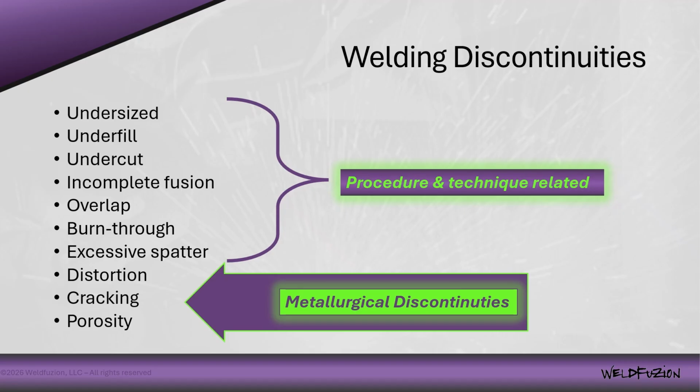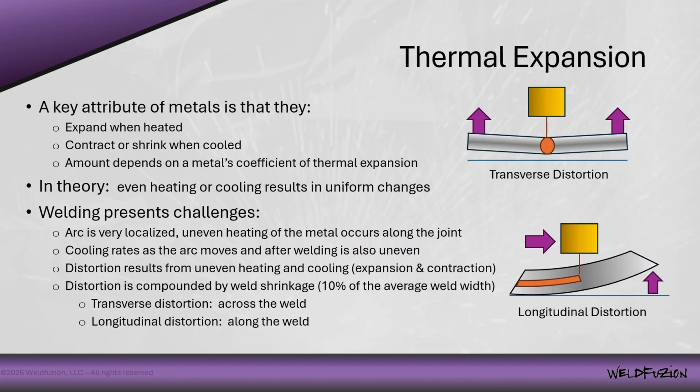Yeah, so of all these things that we see here, which are potential discontinuities that are commonly looked for when doing weld inspection, right? The ones we're going to be the most concerned with are distortion, cracking, and porosity, because they relate the most to metallurgy. So we already discussed the topic of thermal expansion, right? In the last module, metals expand when heated and contract when cooled. How much each material expands or contracts depends on their coefficient of thermal expansion. And in theory, we talked about even heating and cooling resulting in uniform changes to the material, right? It should grow in each direction equally.